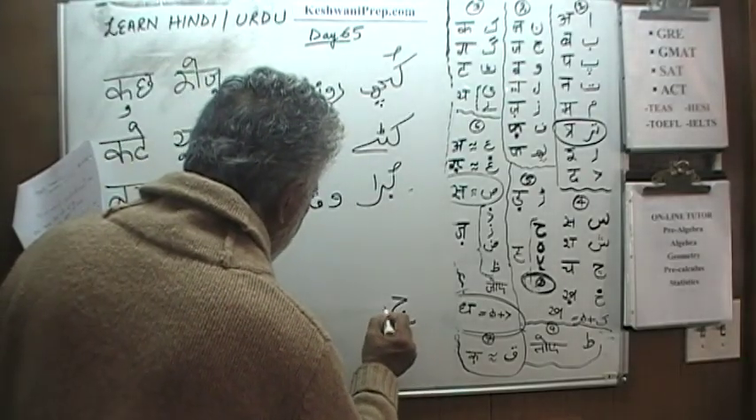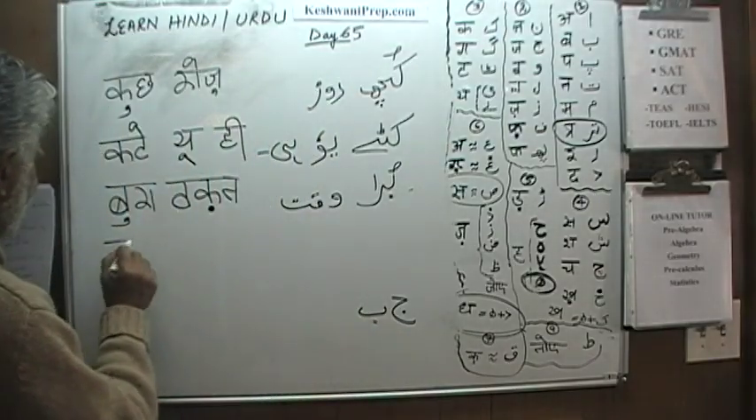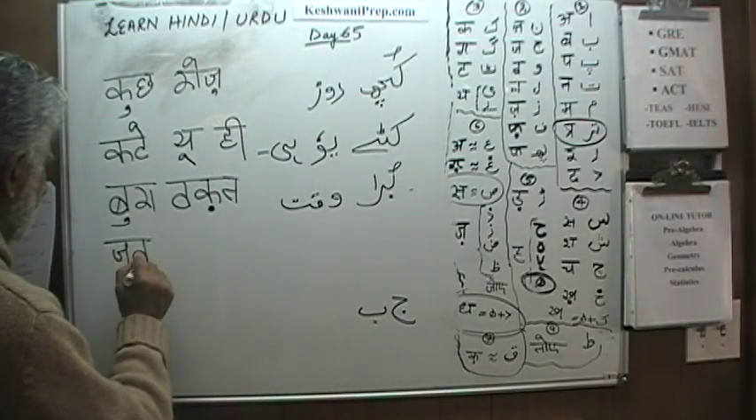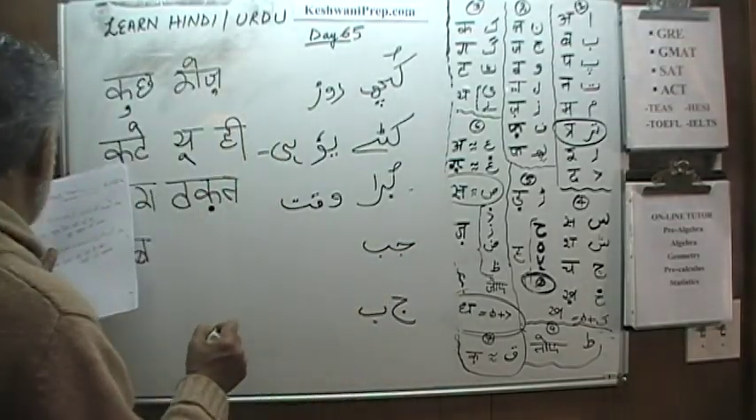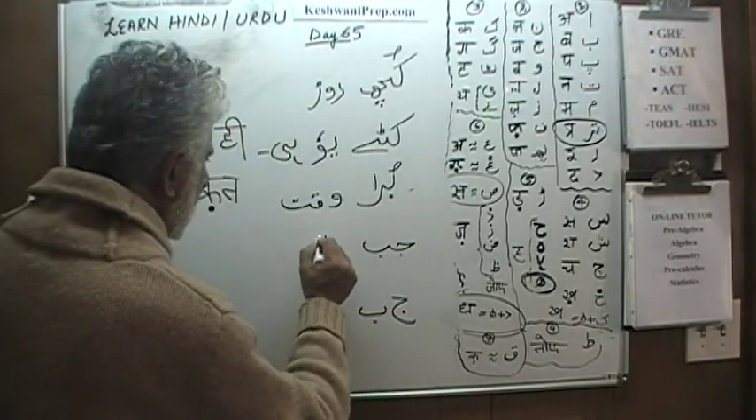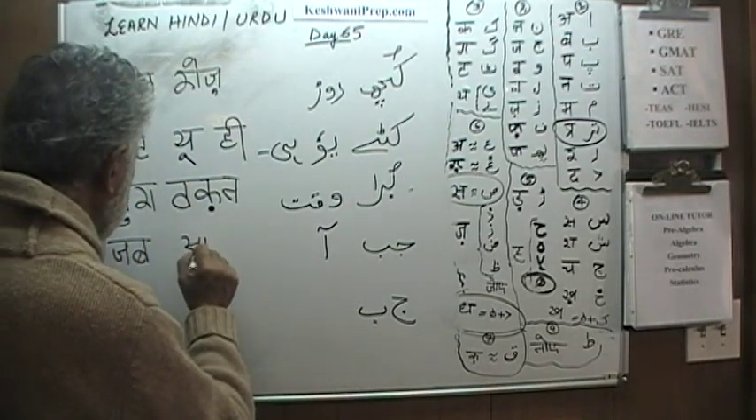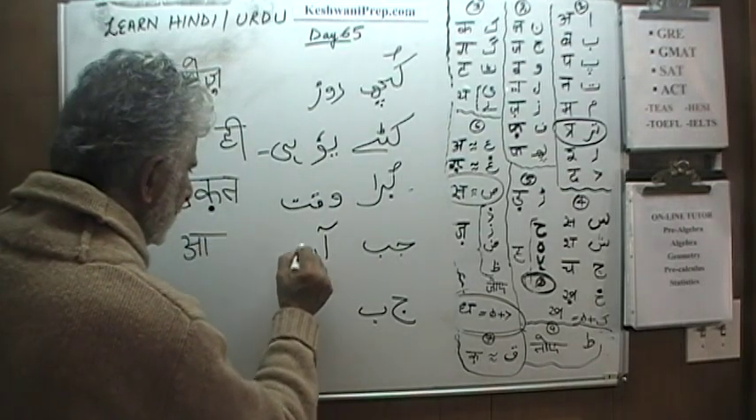J and B. Jab. Aya. A, and a ya. Y and alif.